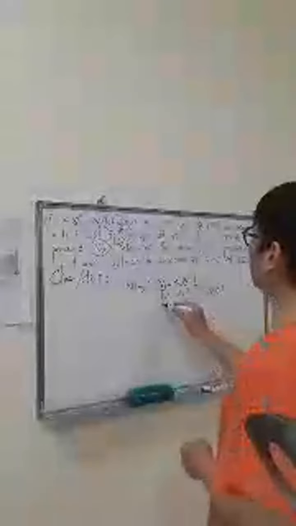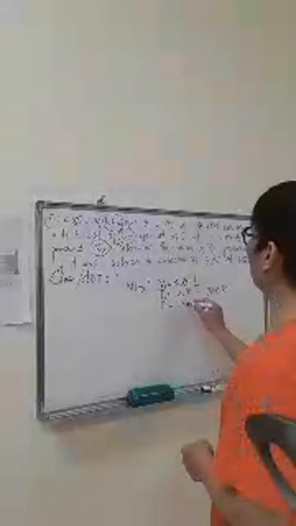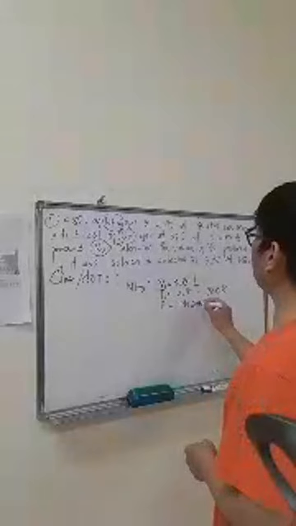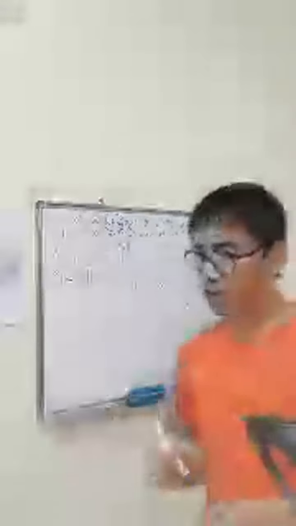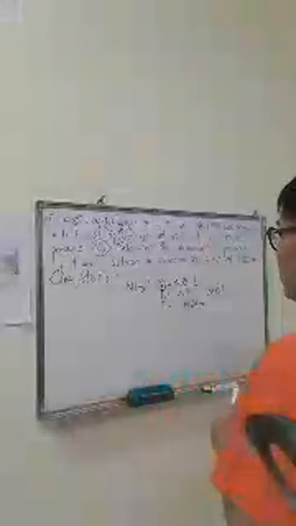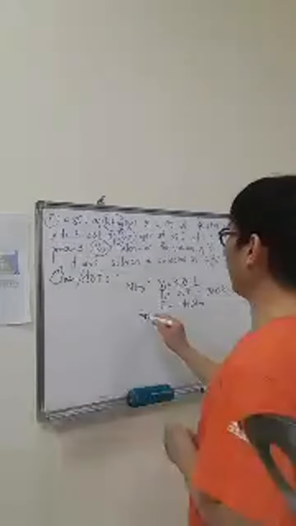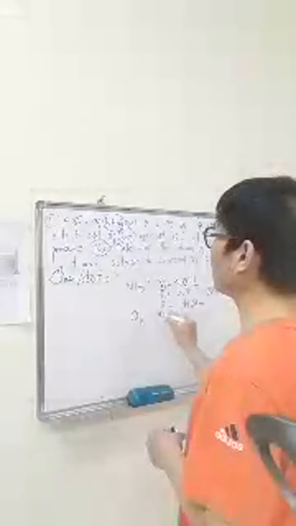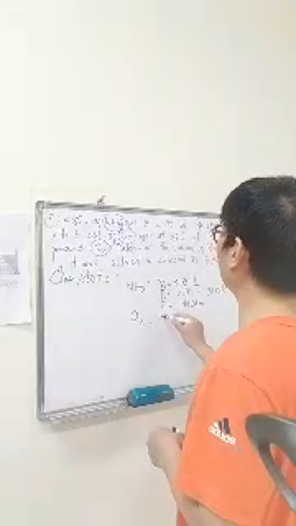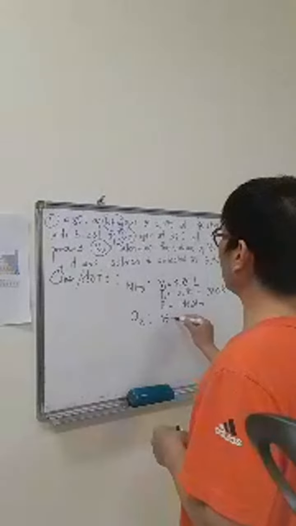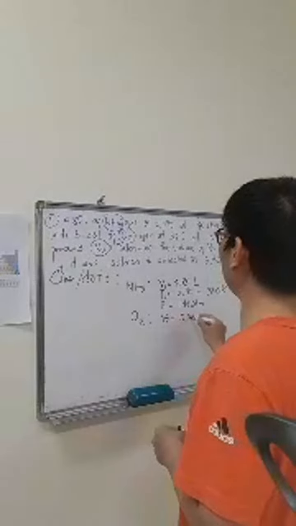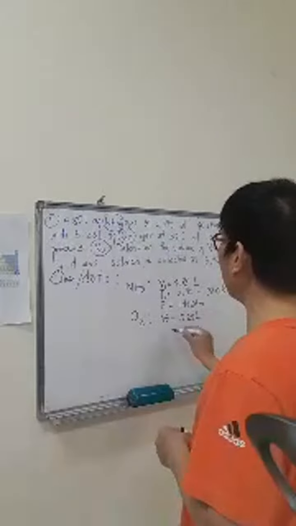The pressure is 1.45 atm, which is atmosphere, not automated teller machine. And then the oxygen gas: we have a volume of 5.23 liters.